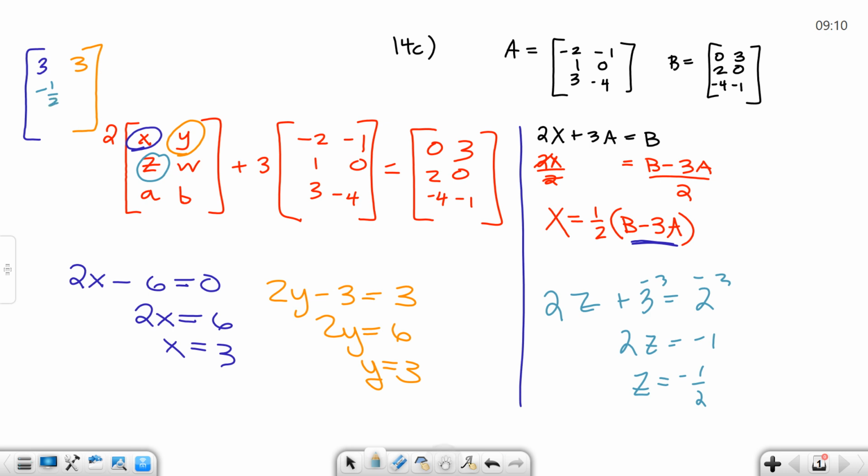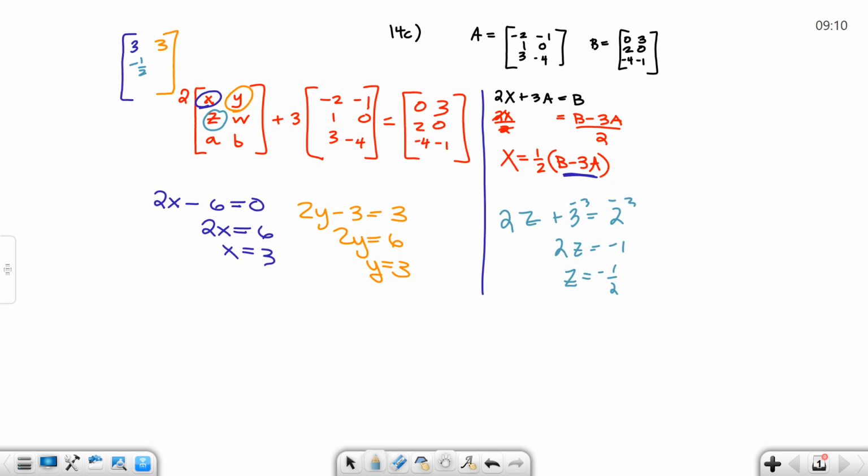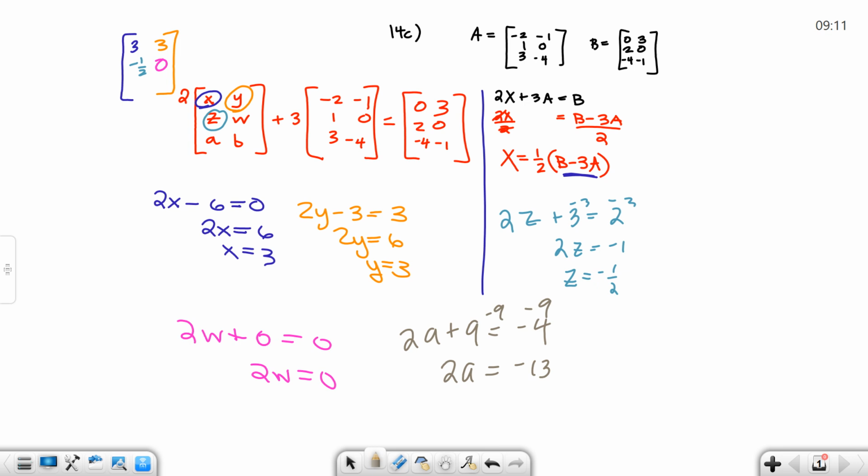Okay, we can go ahead with w. 2w plus 0 equals 0. So 2w equals 0, so w equals 0. 2a plus 9 equals -4. So 2a equals -13, so a is -13/2.